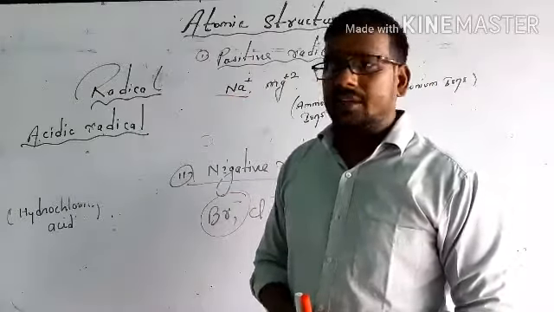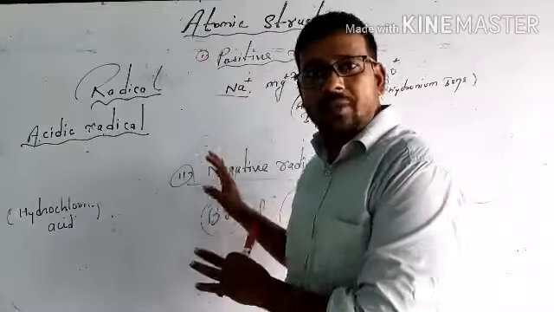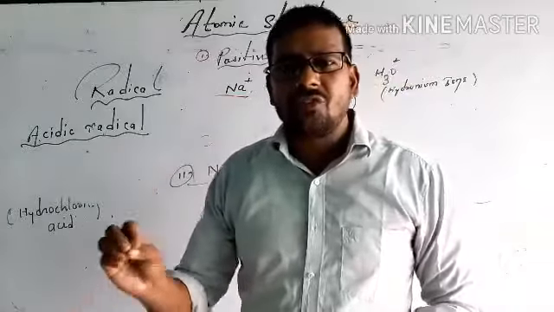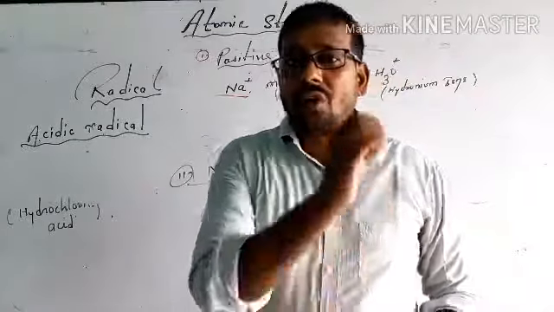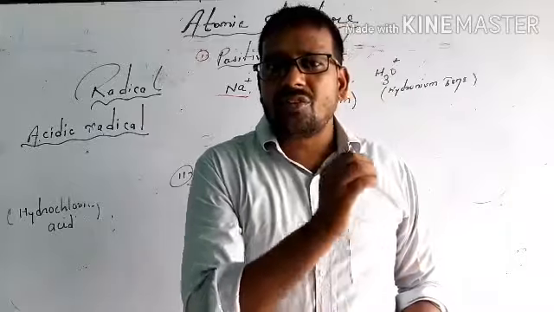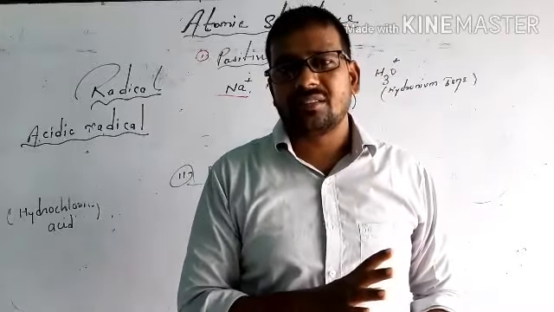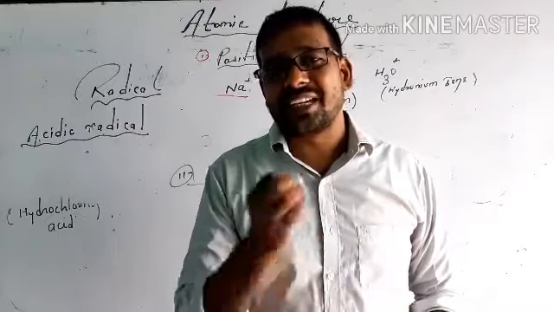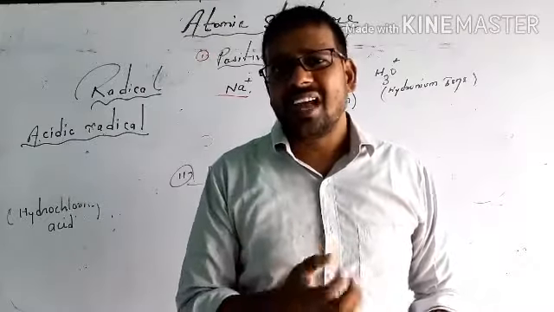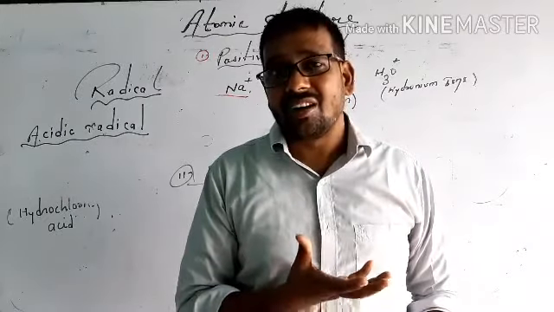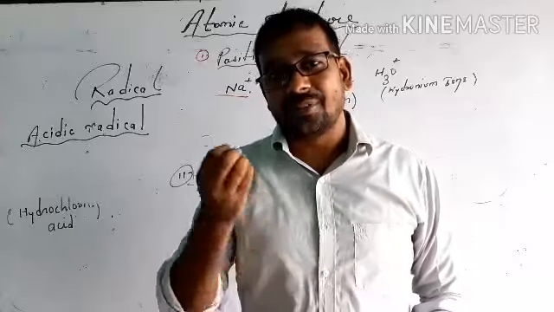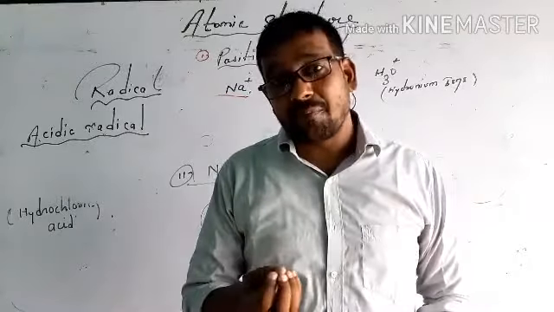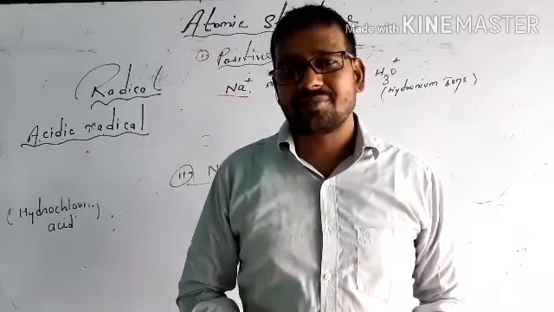It is very clear. This topic is enough for you. Try to understand what is cation, what is anion, what is positive radical, what is negative radical, what is acidic radical, what is basic radical. The radicals which are coming from acid are all negative charge, and the radicals which are coming from base are called basic radicals, like Na plus, K plus.